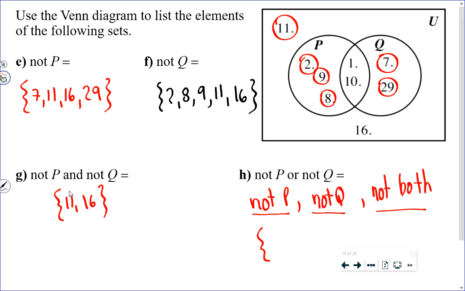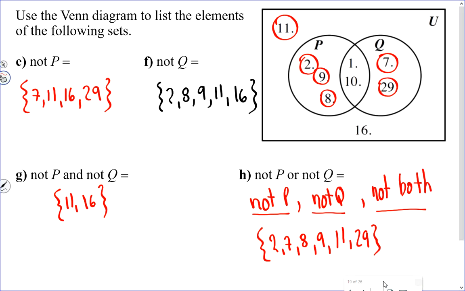2, 7, 8, 9, 10, I think. Nope, not 10, not 10. 2, 7, 8, 9, 11, 29. I'll just double check that. 2, 8, 9, 7, 29, and 11. Oh, and 16. I didn't see that guy hiding down there.